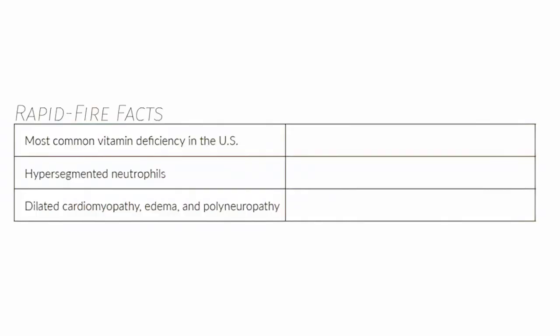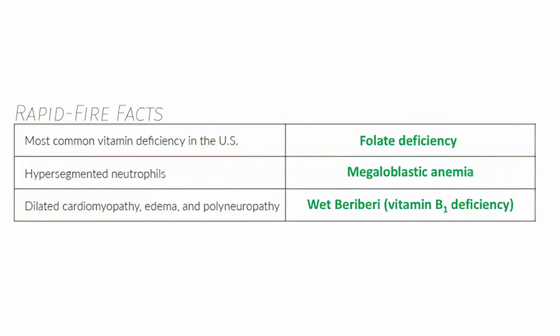We do have a couple rapid fire facts. First we have here is most common vitamin deficiency in the U.S. That's going to be folate deficiency. If you see hypersegmented neutrophils, that's a feature of megaloblastic anemia from either B12 or folate deficiency. And then we have dilated cardiomyopathy, edema, and polyneuropathy. That's going to be wet beriberi, which is due to thiamine or B1 deficiency.